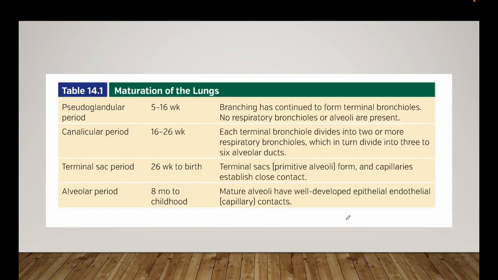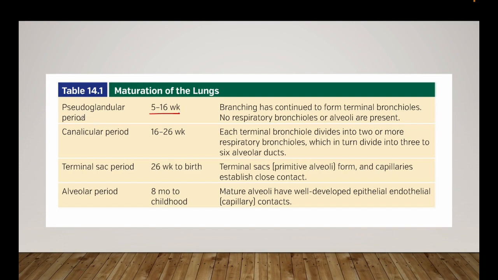These are the stages of the maturation of the lung. We have 4 stages. We just need to know what happens in each stage. First of all, we have the pseudoglandular period from the 5th to the 16th week. Of course it differs from book to book, for example in one it is written from 7 to 17 weeks. It's just important to keep it in mind.